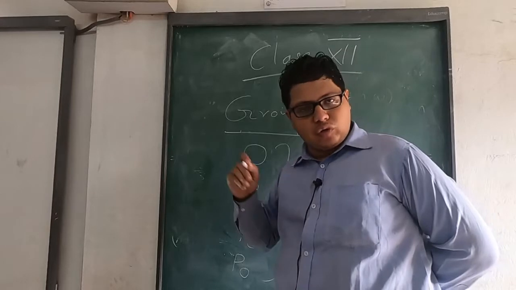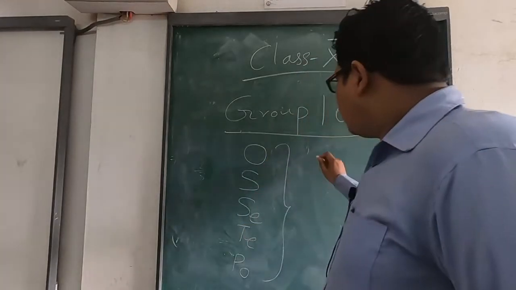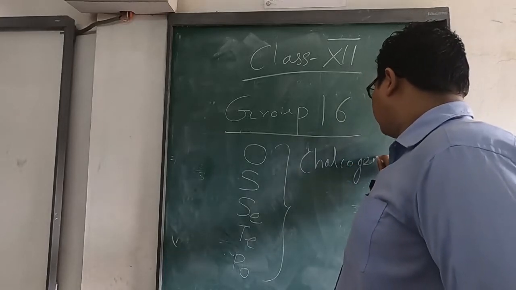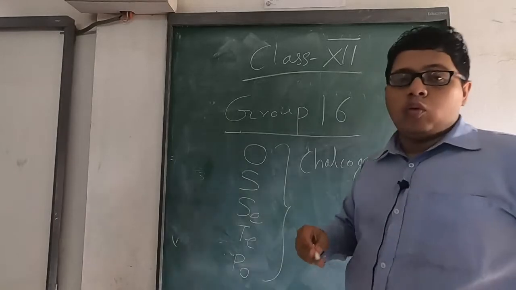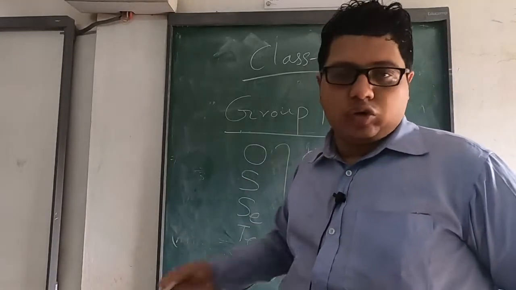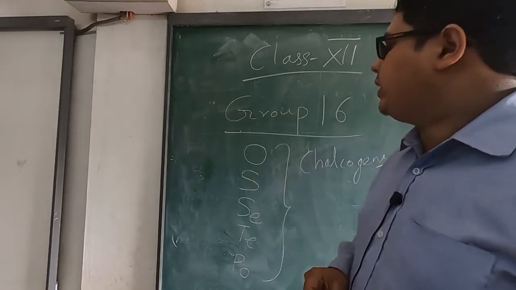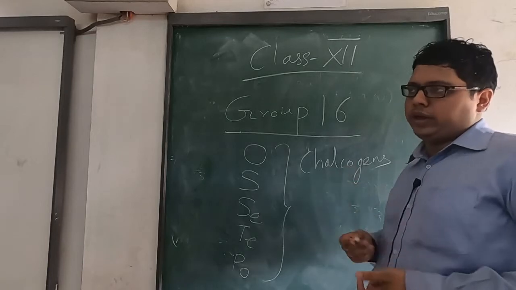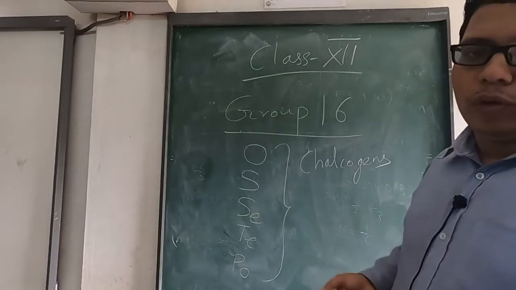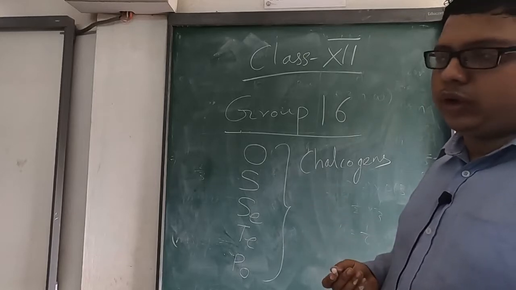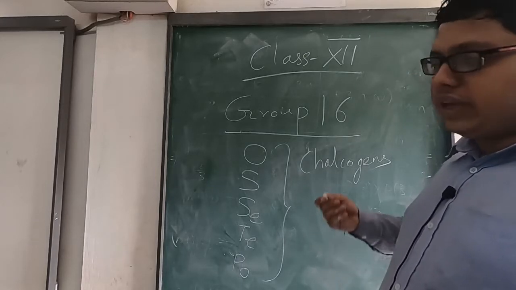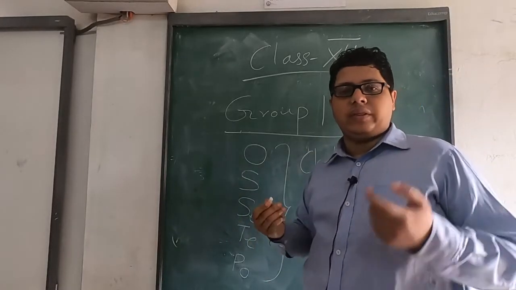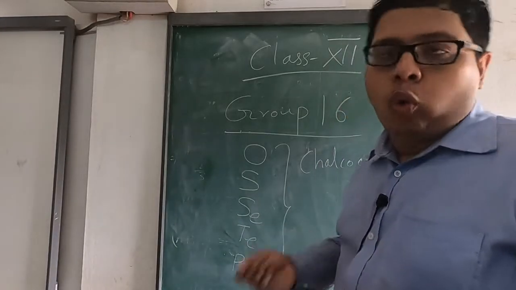However, the name given to this group in general, that is chalcogen. Okay, chalcogens. Now, why are they called chalcogens? They are called chalcogens because the word chalcogen comes from a Greek word, and it means ore forming or ore producing elements. Okay, we see that in nature these elements like oxygen and sulfur, etc., they are found in ores.